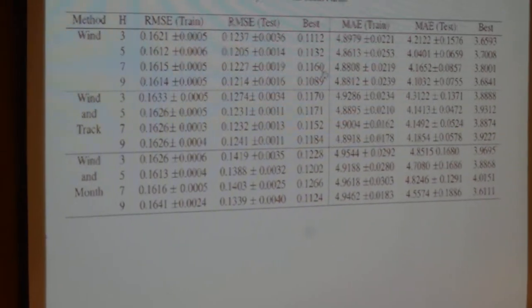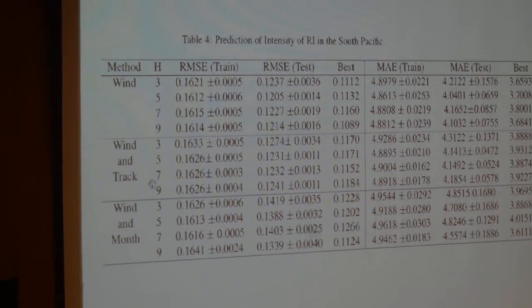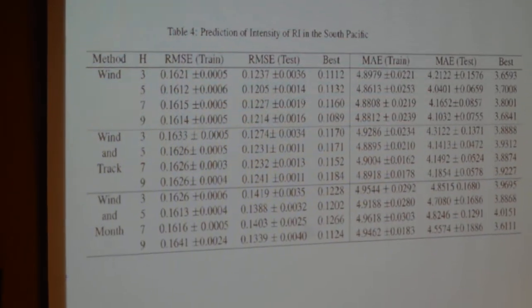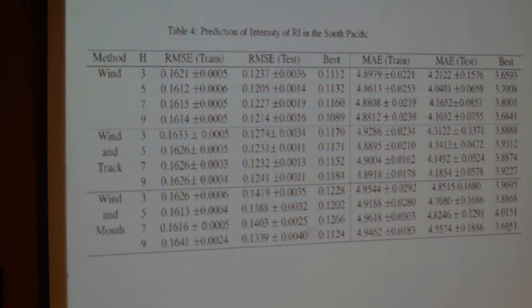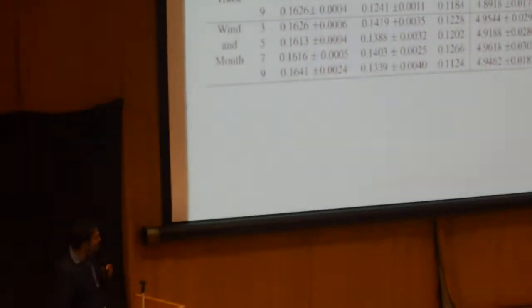So we did a number of analyses to improve on phase two, which is the prediction of the intensity of rapid intensification using wind as the input, wind and track, and wind and month. We conclude basically from these root mean squared error results that the wind information is good enough to determine the prediction of rapid intensification. The track and the month information is not really needed, or it doesn't make a huge difference.